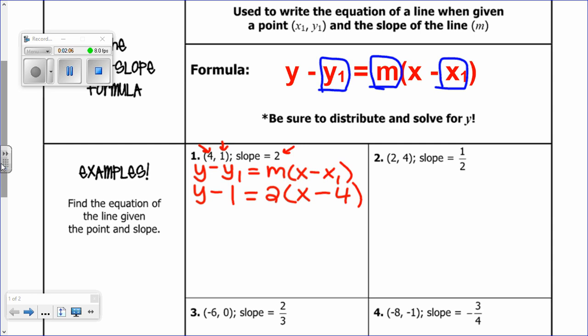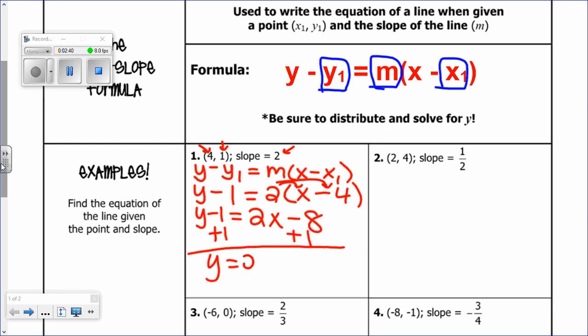And so you should be able to go backwards and forwards from point slope form to find whatever the slope and a point on the line. So now if I want to take this to slope intercept form, we're going to distribute and solve for y. So first we're just going to do y minus 1, and then we're going to distribute. So we get 2x minus 8. Remember, you have to distribute to both terms in the parentheses. And now to solve for y, we're just going to add 1 to both sides. So y is equal to 2x minus 7.